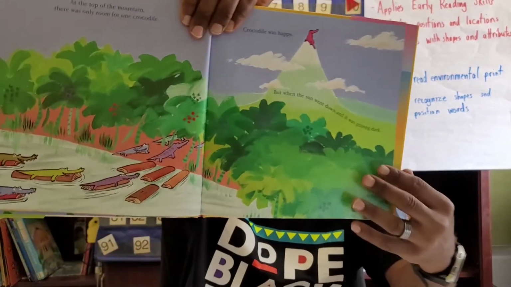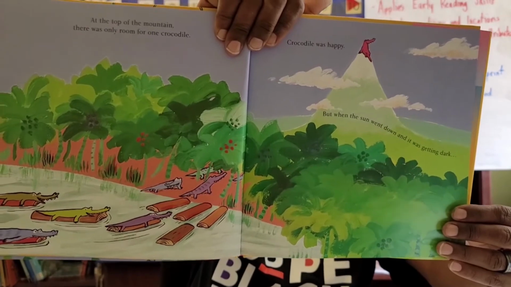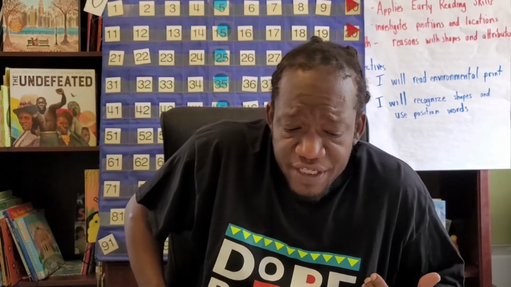On top of the mountain, there was only room for one crocodile. Crocodile was so happy. But when the sun went down and it was getting dark, what do you think happened? All the other crocs squeezed together on Crocodile's mountain too. Why do you keep copying me? Crocodile shouted. Because you're always doing new, fun things, said the other crocs.